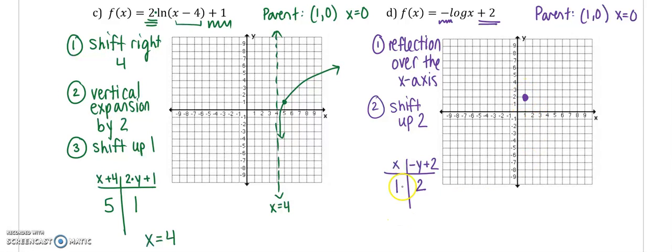Alright, for my asymptote, it's just x. x is staying the same, so it's x equals 0. And again, just a rough sketch.